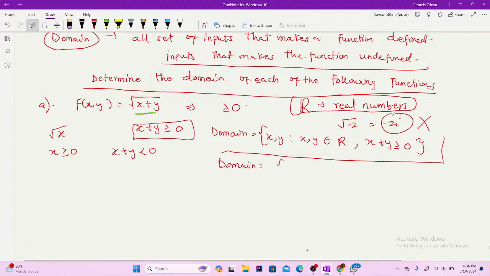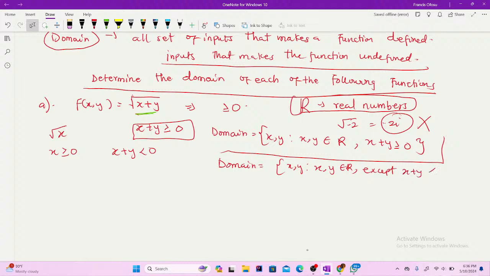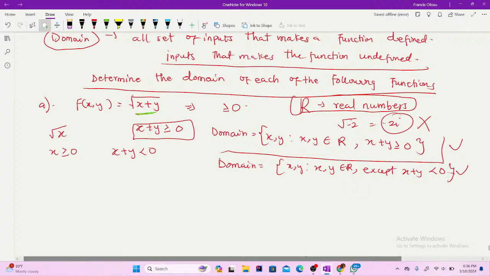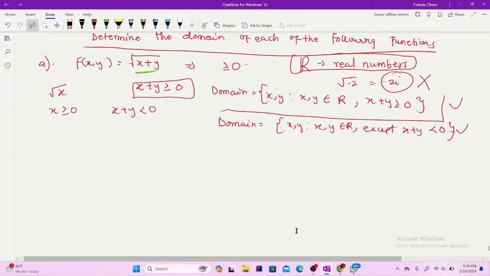the domain is giving us what? A function (x, y) is such that (x, y) is a member of all real numbers except x plus y is less than 0. So whether you go by this or you go by this, they are the same. I mean, they are giving out the same information. One is giving us what x and y is, and one is saying except this, right? So they are all the same thing. Okay. So this is how we find the domain for our function.